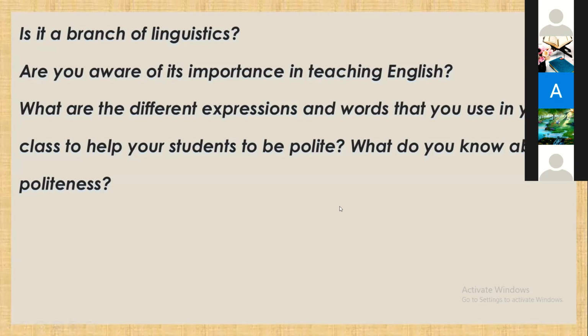So, my dear friends, are you aware of the importance of teaching politeness in teaching English? Is it important? Of course. Why is it important to teach politeness? Or can we say teach it, or try to let our students be aware of it? To practice. Yes, excellent. So it's important to practice.